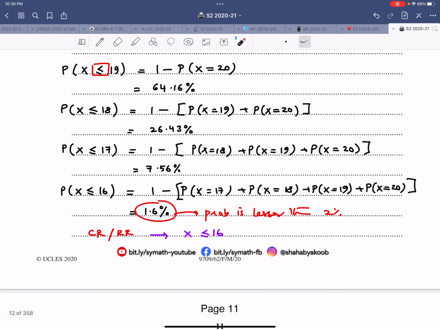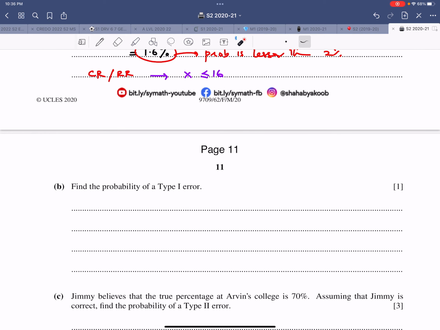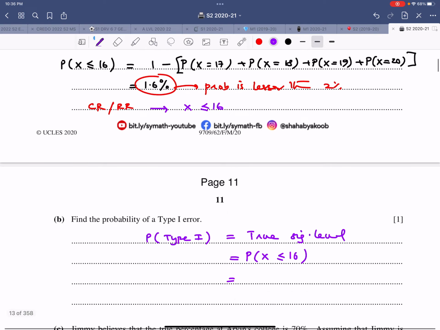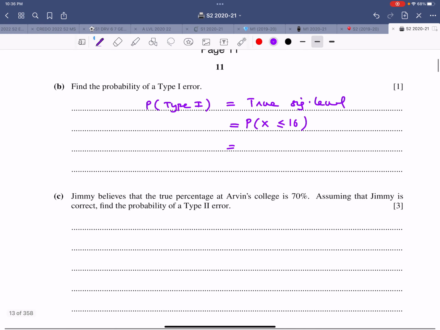So this is the value of this thing, and then it says what is the probability of type 1 error. So the probability of type 1 error is actually the true significance level, and that is probability x is less than or equal to 16. So if my calculation is all correct, this should be 1.6%. That is the probability of type 1 error.